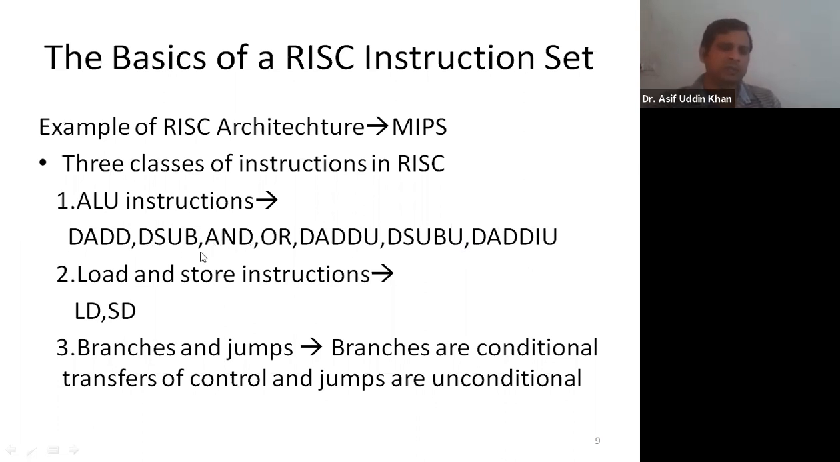This is one class of instruction, and then the second class is your load and store instructions. The third class is your branch instructions, branches and jumps. Branches are conditional transfer of control, and jumps are unconditional. Branch instructions are like the loop instructions, like your while loop, for loop, and the conditional statements, if conditions you're using. All these are your branch instructions, and jumps are the unconditional branch instructions.